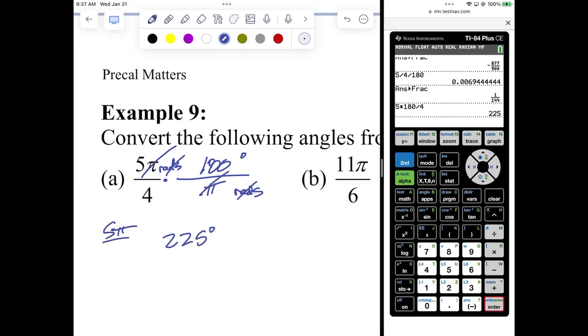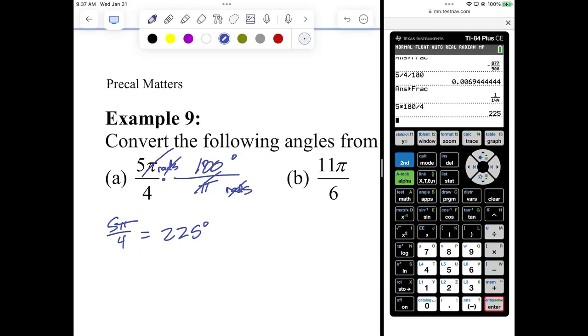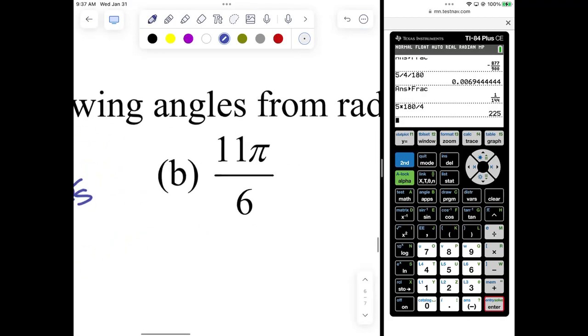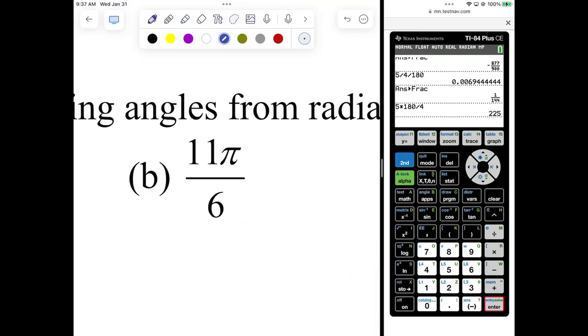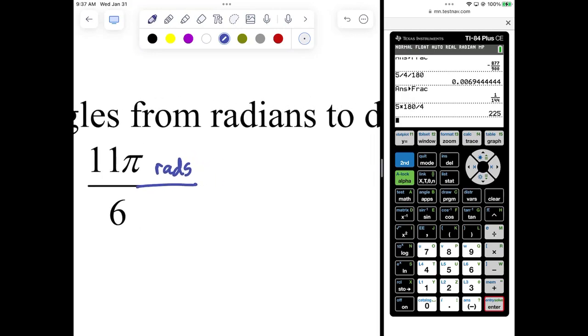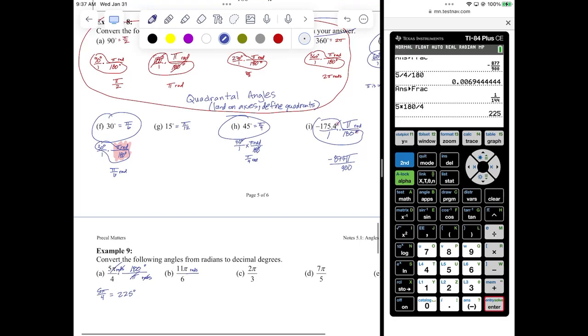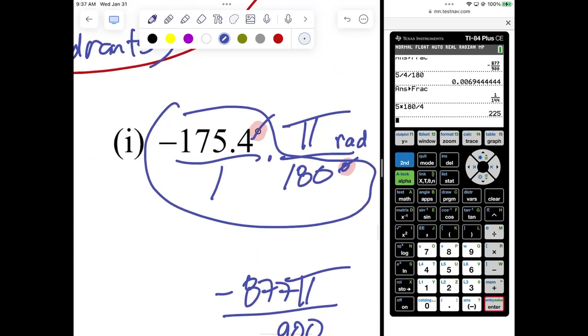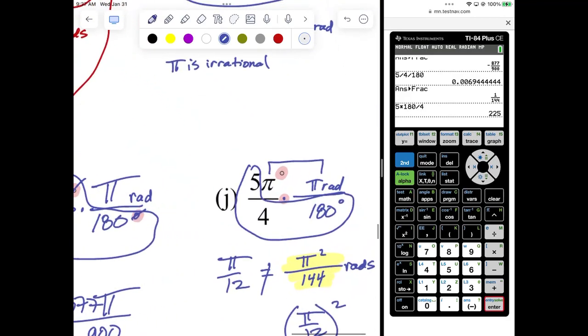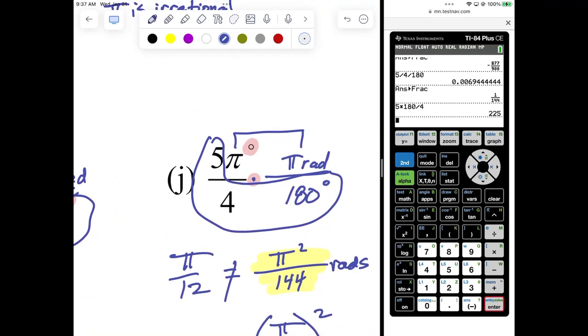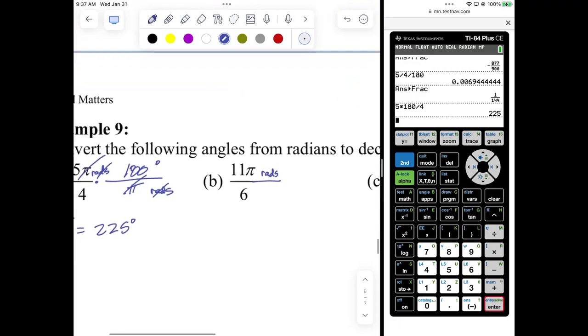You're going to end up memorizing that 5 pi fourths is 225. No, because it's already a fraction. Yeah, if it's already a fraction, you don't want to make a complex fraction out of it. Just like 11 pi 6, I don't want to put it over 1 because it's already a fraction. So I'll just extend this and put rads in the numerator. Because it was already a fraction, I just multiplied by the conversion factor. All right, 11 pi 6.